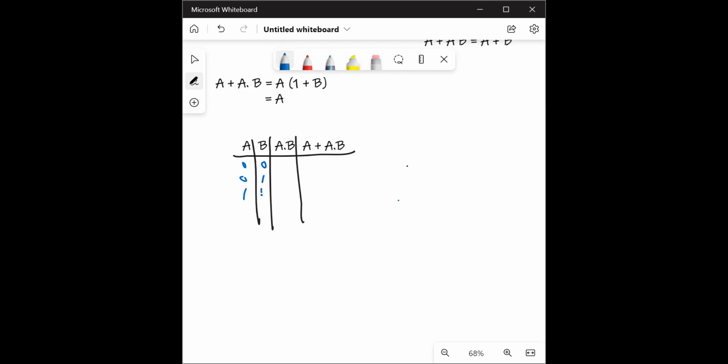Then we have 1, 0. Then we have 1 and 1. Now let's multiply AB together. So you'll get 0, 0. This is also 0. We have 1.